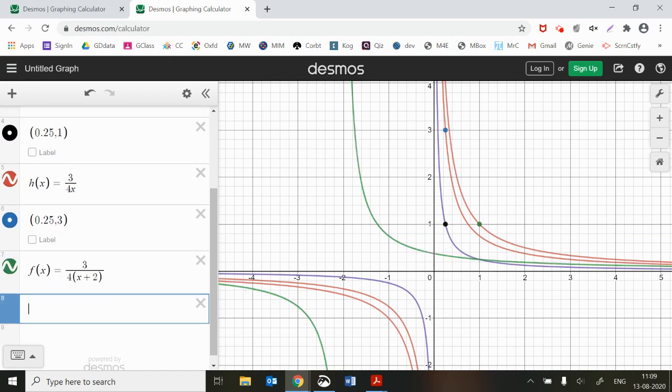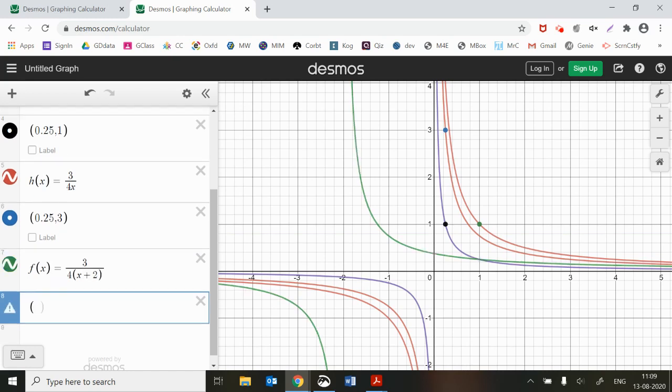So that's now taking our coordinate point backwards by 2. So 0.25 is going to become minus 1.75, 3. Okay, so now we've gone there, we've gone to that purple point.